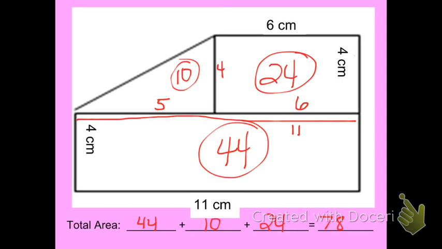I get 78. Y'all get 78? Yes. Good. All right. And they are centimeters squared. Don't forget to label it. Very important. That is part of your test. Okay? So far, so good? Let's go to the next one. One more we got today.